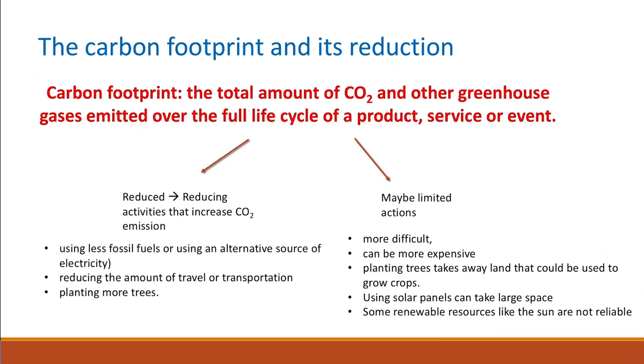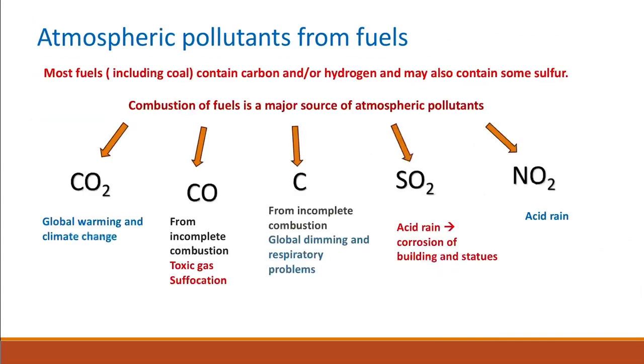However, these measures might be challenging because they might be more difficult to implement. It can be much more expensive, and planting more trees means that we will take away land that can be used for growing crops. Using something like solar panels may take large spaces, and renewable resources like the sun may not be reliable.